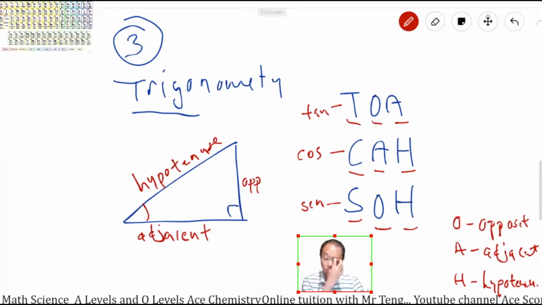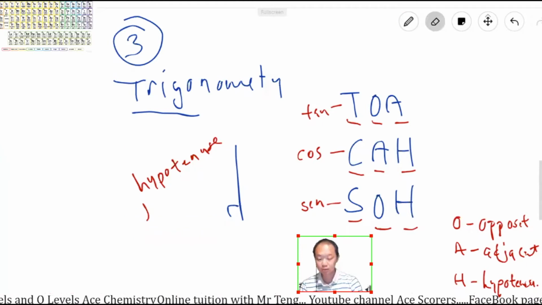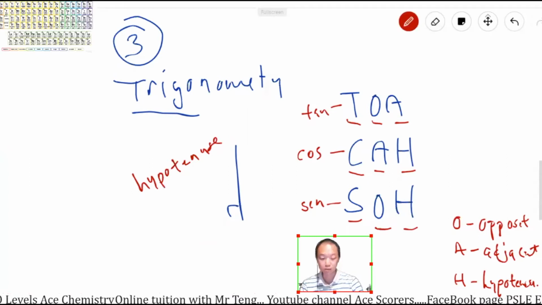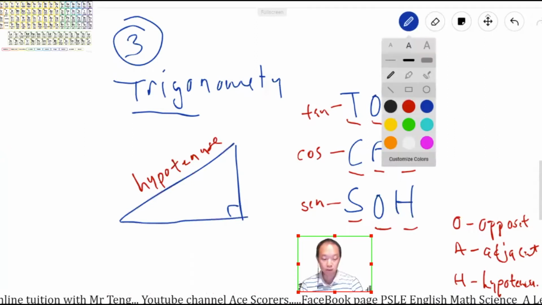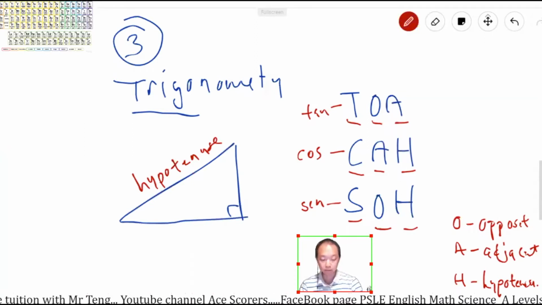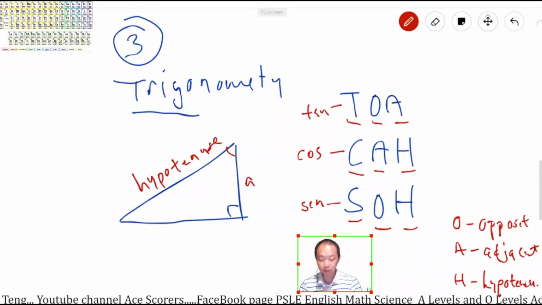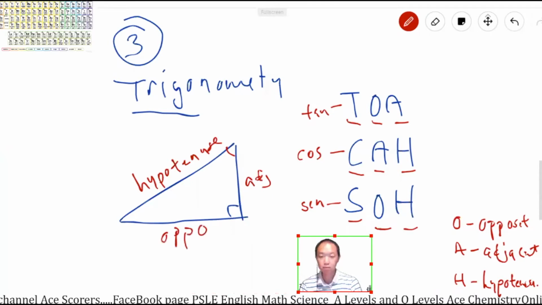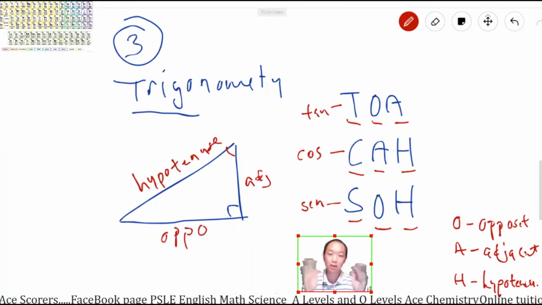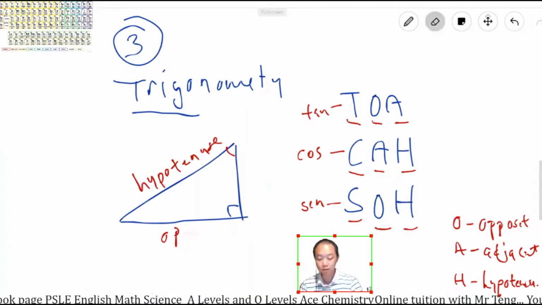Now we try another one. Let's say I change the reference angle. I change it to here. This side becomes adjacent. This side becomes opposite. You know this, right? Naming. So these are all just the naming. Now let's go into the actual trigonometry.